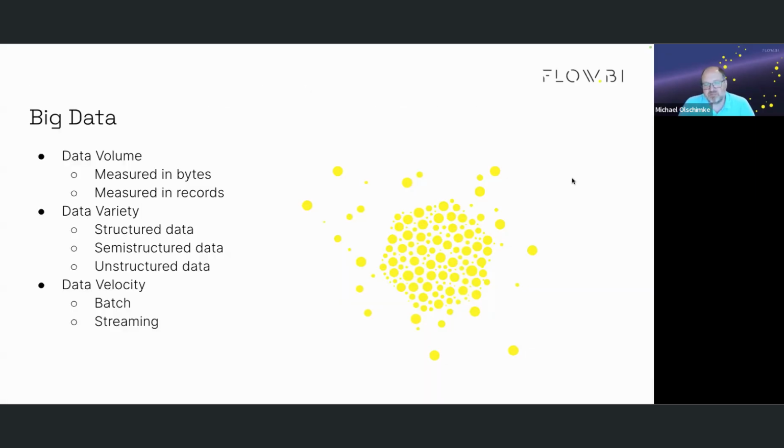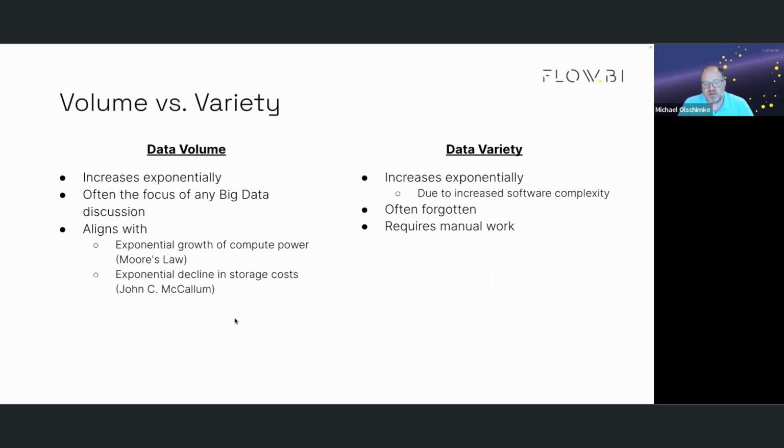When we think about big data, we always have these three V's in mind: data volume, data variety, and data velocity. You know them already, so just briefly: data volume is measured in bytes and records. For data variety, we talk about structured, semi-structured, and unstructured data, and data velocity is batch and streaming. I want to focus today on volume and variety, because that's more interesting for us here, at least for today. Data volume is increasing exponentially, as I just said.